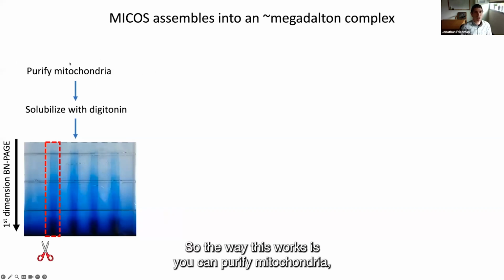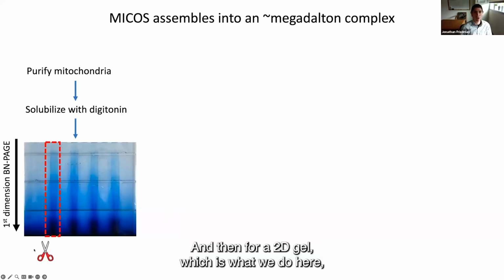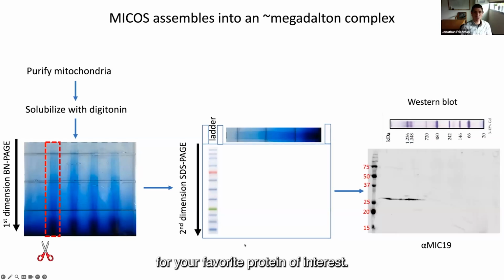So the way this works is you can purify mitochondria. You can use a mild detergent like digitonin to separate the organelle into protein complexes. And then you can run the samples on a native PAGE gel. And then for a 2D gel, which is what we do here, we cut out the band, turn the gel on its side, and then run it in a second dimension with SDS-PAGE. And then you can probe for your favorite protein of interest.